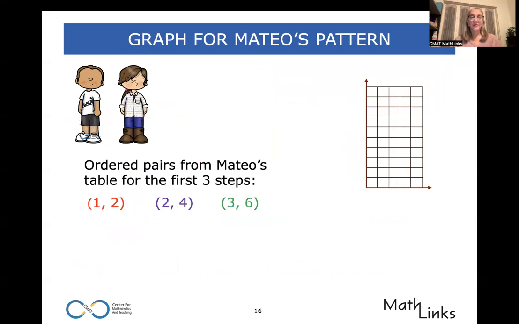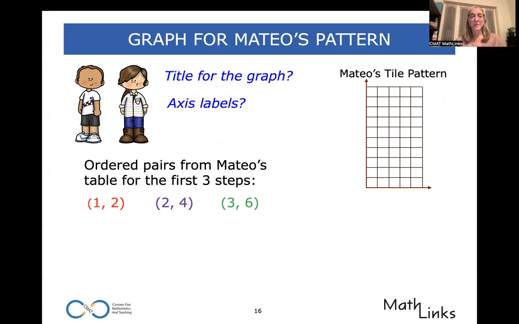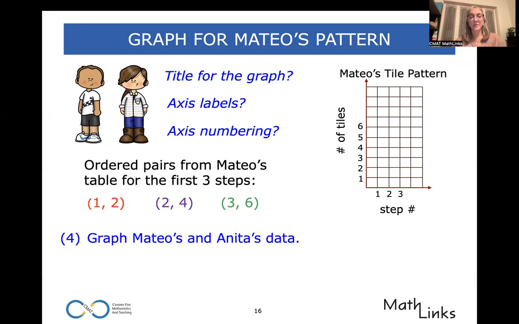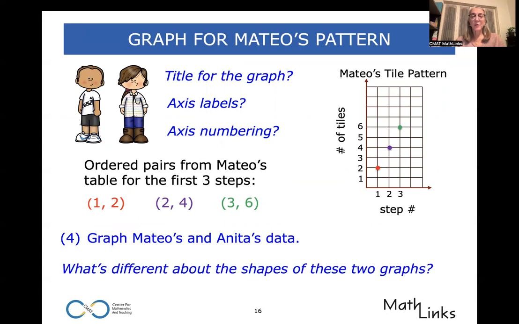Students then complete graphs for both. If needed, discuss good titles, axis labels, and axis numbering, and remind students that entry pairs from the table act as ordered pairs. Students then graph the data. You can discuss how Mateo's points appear on a straight line, and though we don't have it here, by contrast, discuss Anita's points that appear on a curve.